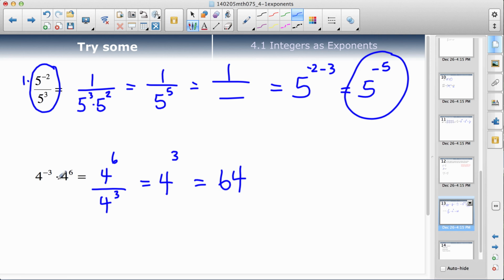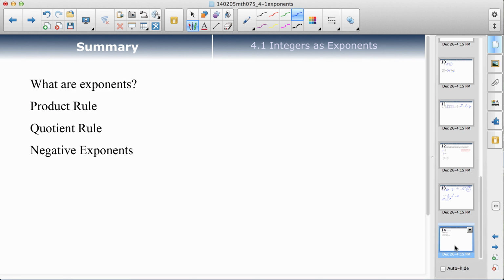But I also could have just used the product rule. I'm multiplying common bases, add exponents. So it'd be 4 to the minus 3 plus 6. And for 4, I'm down 3 again, 6, I'd be up 3. Again, I'm getting the same answer as I had before. So it gives you a little bit of practice on what exponents are. We looked at the product rule and the quotient rule, and then what happens when I come up with negative exponents. Okay, try some questions.